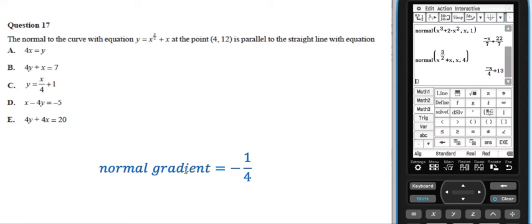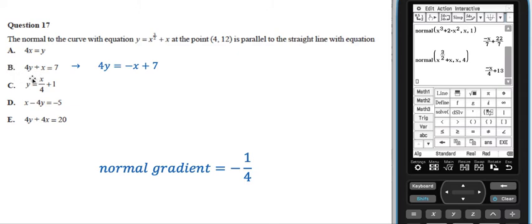But as you can see, for this question, we actually only need the gradient of the normal. So we've just identified the gradient as negative 1/4. So what this means, reading the question really carefully, is we're asked to find the line that's parallel to the normal, which means it has the same gradient as this. So which of these equations has got a gradient of negative 1 on 4? This might just be better done without the calculator, just by inspecting each equation.